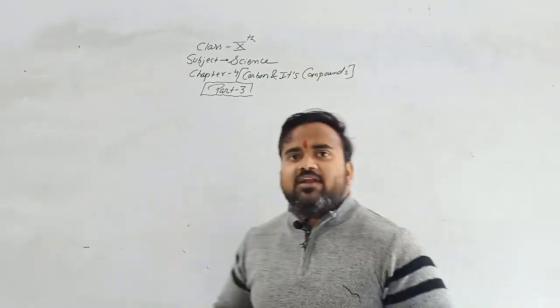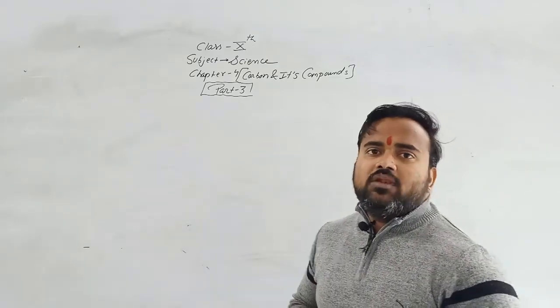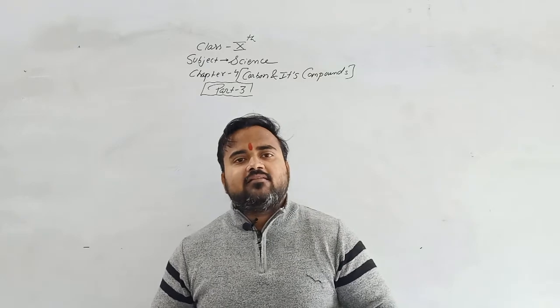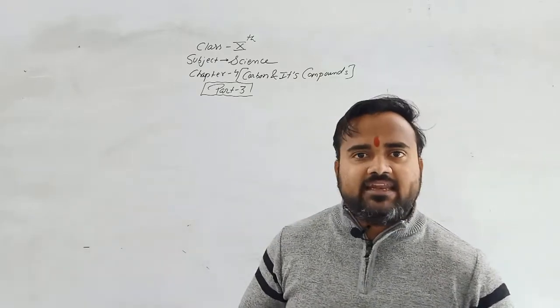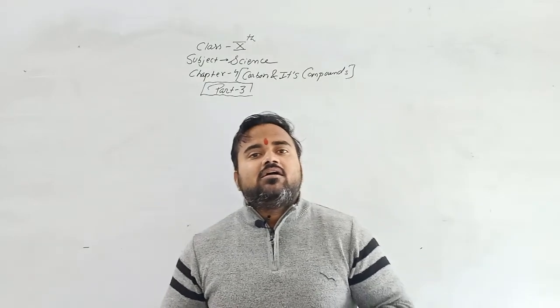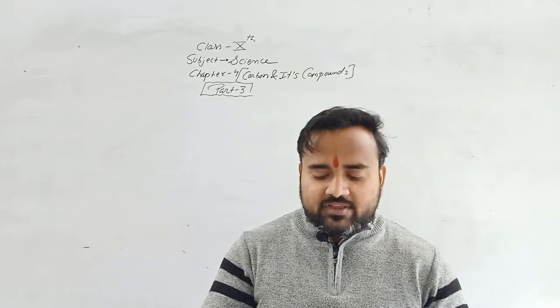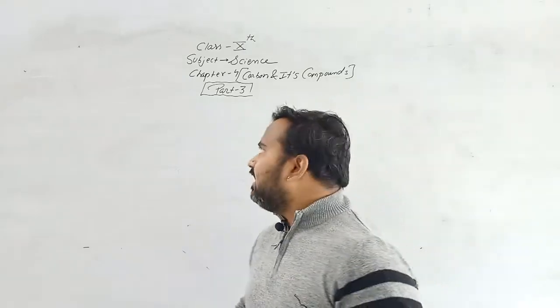In today's lecture, we'll try to finish the things off. In this lecture, only two topics are remaining, that is the homologous series and catenation. But in the last lecture, we have seen the alkane and alkene family. Now, in this lecture, we're going to see the alkyne family first, then we'll start catenation.